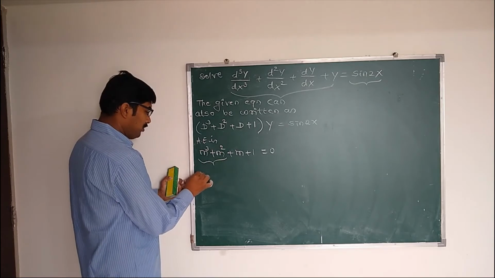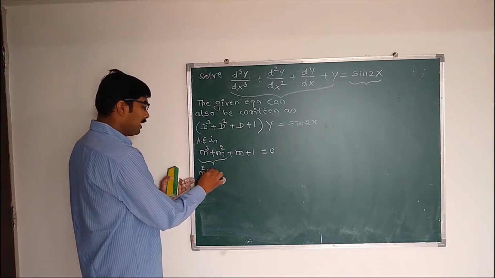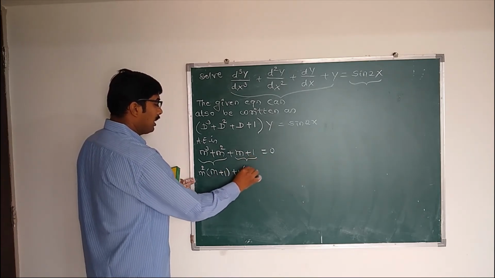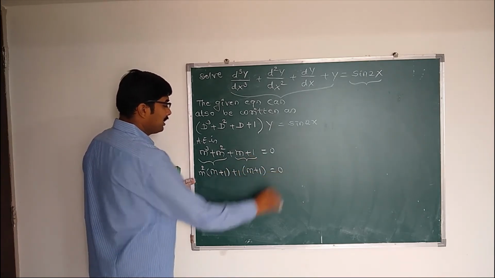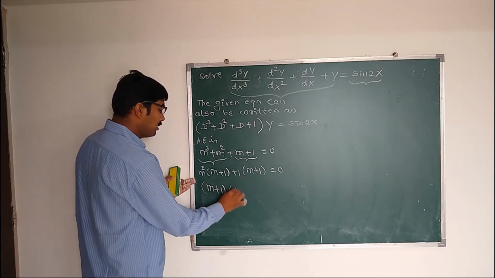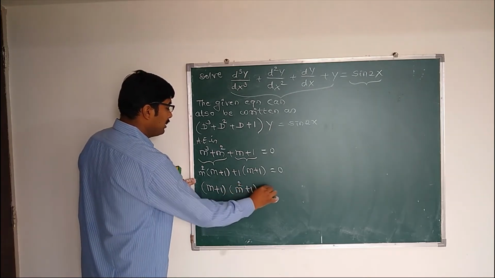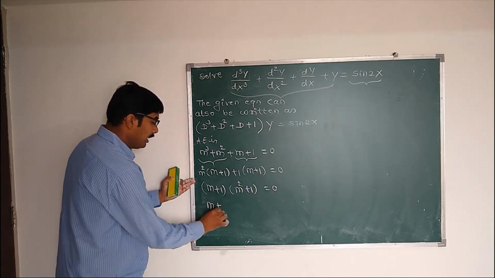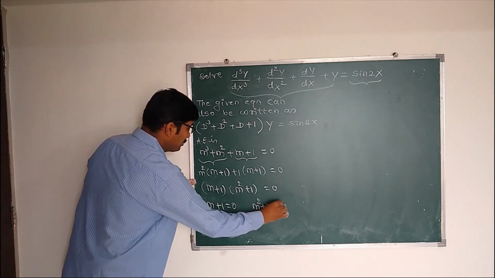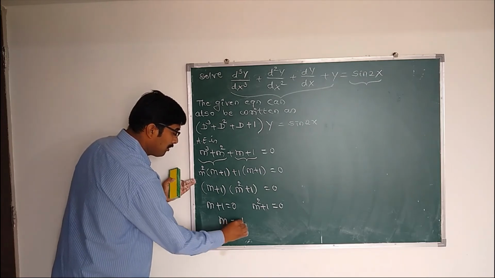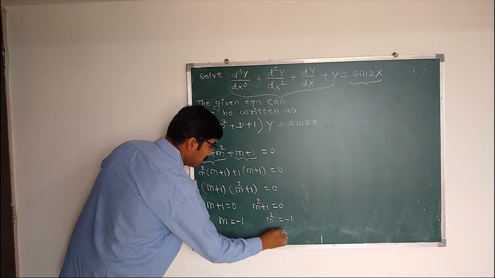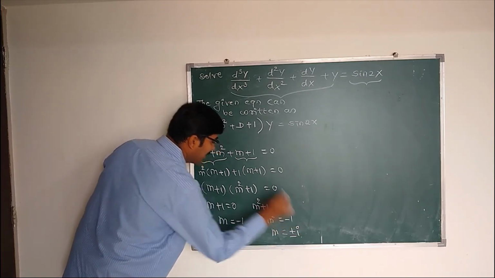From the first two terms, you can take m square common. We are left with m plus 1. From the last two terms, you can take 1 outside. Again, we are left with m plus 1, that is equal to 0. If you take m plus 1 common, that is m plus 1 and m square plus 1 is equal to 0. M plus 1 is equal to 0, so m is equal to minus 1. M square plus 1 is equal to 0, so m square is equal to minus 1, and m is equal to plus or minus i.